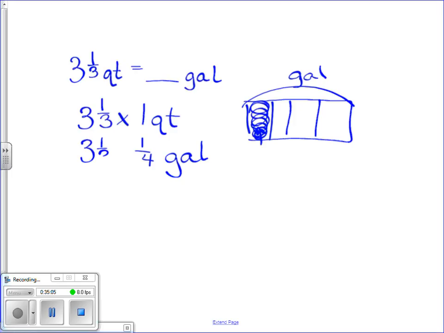3 1/3 times 1/4. You can't do that yet. You have to make it an improper fraction. You multiply this and put it in there. It is 10/3 times 1/4, and it is 10/12. You can simplify that. You get faster.